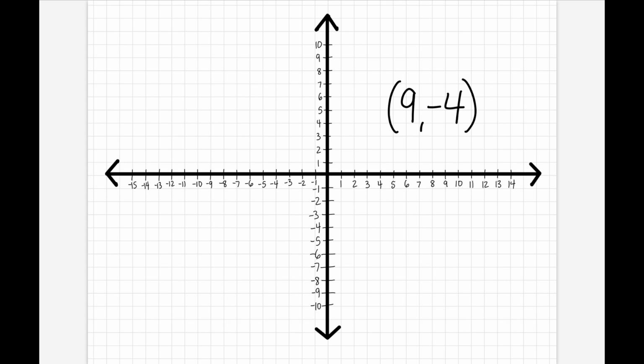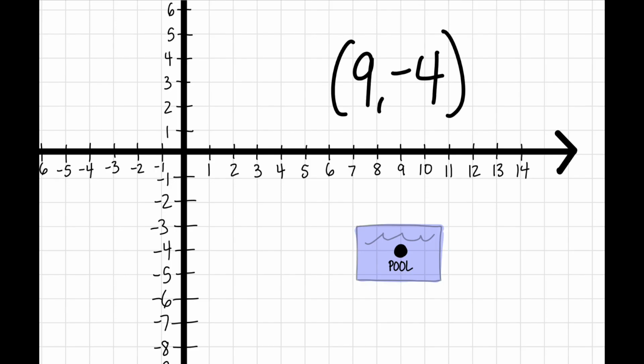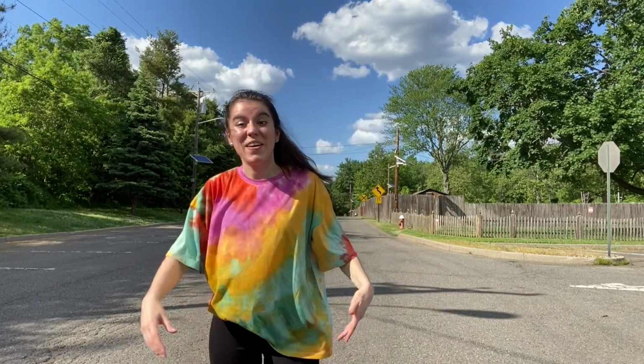Remember, we always start at the origin. The x-coordinate is 9, which means that we need to go 9 units to the right. The y-coordinate is -4, which means we need to go 4 units down. If you said right here, you are correct. The location of the pool is 9, -4. Miss Proda, you can head to the pool now. Pro students, you should know exactly the directions that Miss Proda is going to go in during her journey to the pool. Off to the pool.